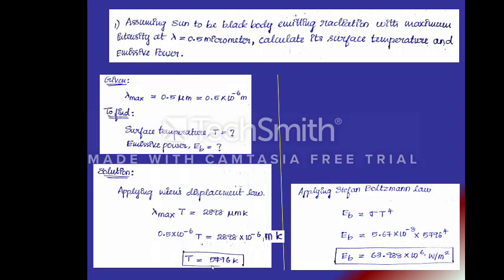Second thing is to calculate the emissive power. As per Stefan-Boltzmann law, emissive power of a black body E_B is equal to sigma into T power 4. Sigma is Stefan-Boltzmann constant, you know already, it is 5.67 into 10 power minus 8 watts per meter square Kelvin power 4 multiplied by temperature of the sun in Kelvin scale raised to the power 4. So you will get emissive power as 63.988 into 10 power 6 watts per meter square. Hope you understood. It's a very simple problem only.